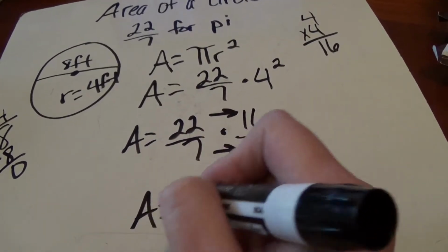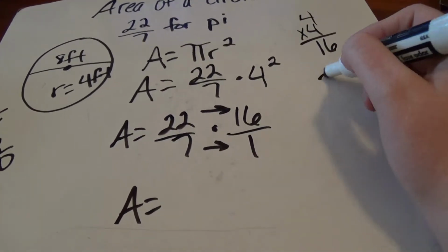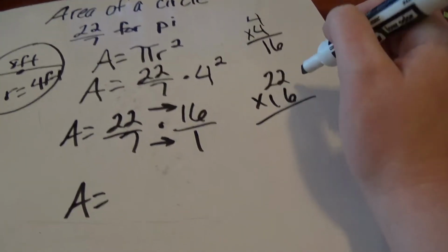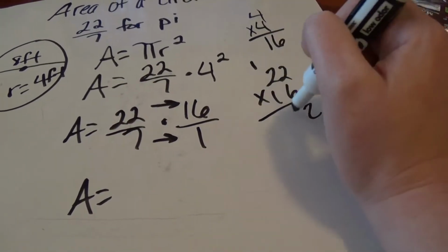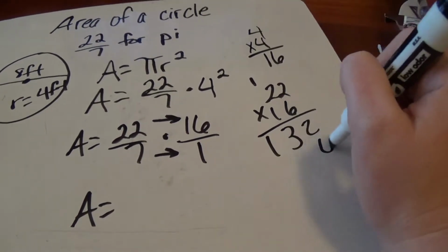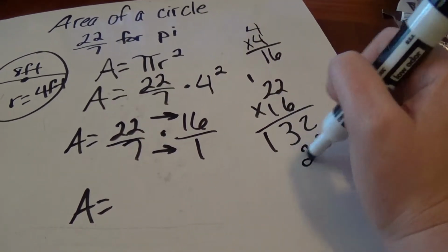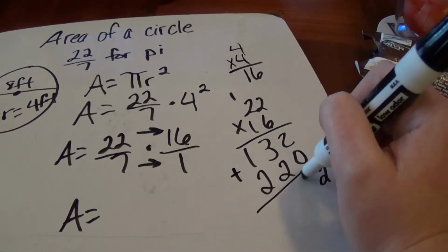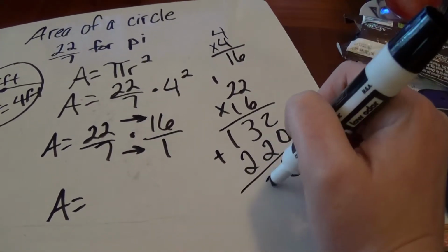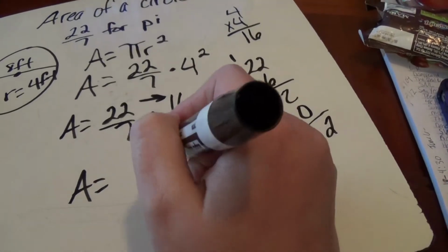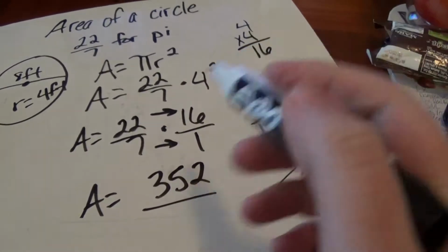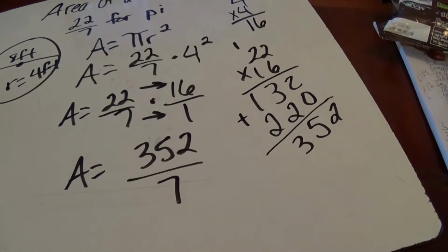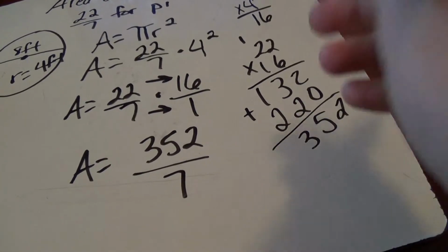So our area now equals, we have to do 22 times 16 first. 2 times 6 is 12, carry the 1. Put your 0. 1 times 2 is 2. 1 times 2 is 2. Add it up. Okay, so we get 352 on top. Now the bottom we have to do 7 times 1, which we know is 7. So we get 352 over 7, which is improper.